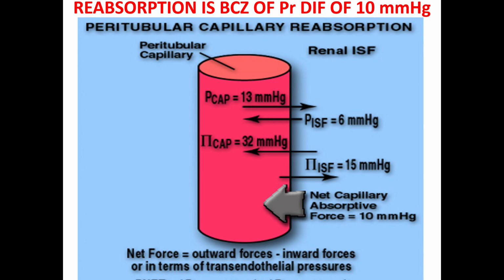Here, reabsorption is because of the pressure difference of 10 millimeters of mercury. If you remember, we have seen in the earlier lecture that the filtration is because of a pressure difference of 10. Here you can see the reabsorption is also because of a pressure difference of 10. In the peritubular capillary network, we have got more proteins and more oncotic pressure, because the proteins, the albumin, are not filtered out, so they move into the capillaries and attract the different substances into the peritubular capillary network. Here you have got the big arrow. Soon we will see in detail all these forces.